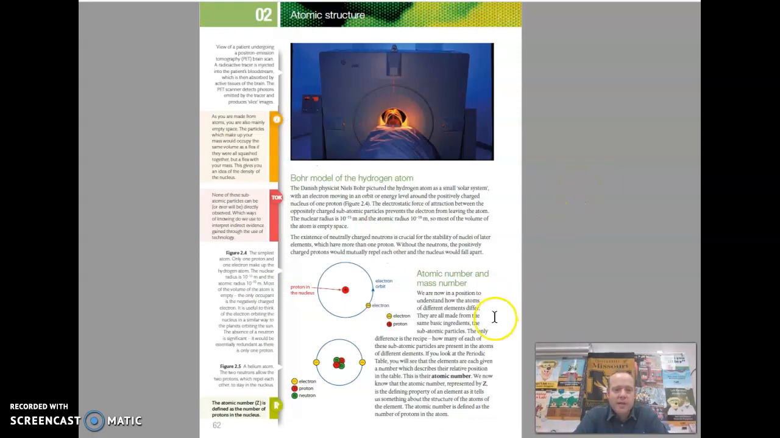Atomic number is mentioned at the bottom of page 62. Atomic number, it's the defining property of an element, so a structure is carbon if it has an atomic number of 6. That's also the same thing as the number of protons. There that is, that last sentence on there. Atomic number is defined as the number of protons in the atom.